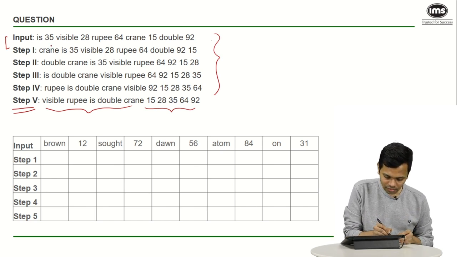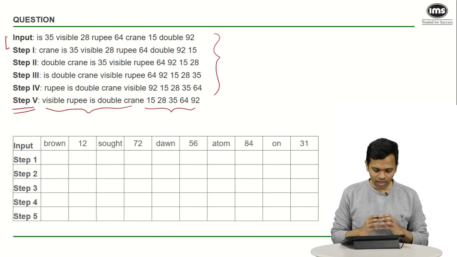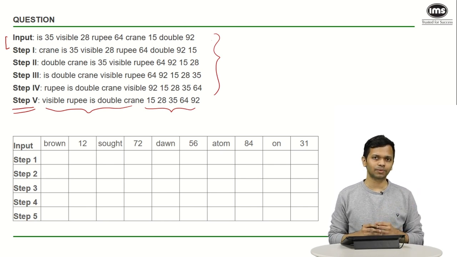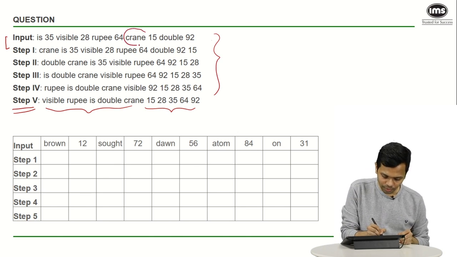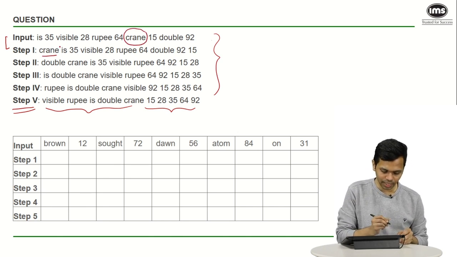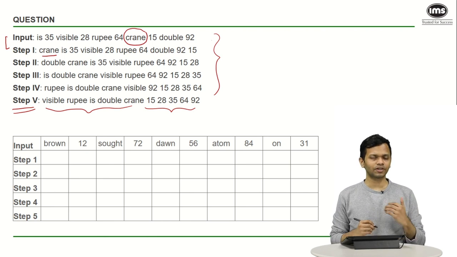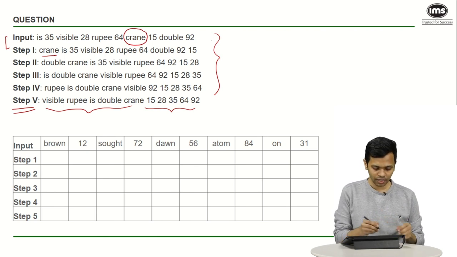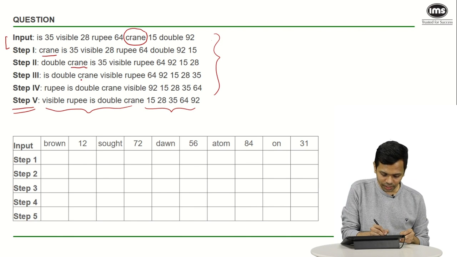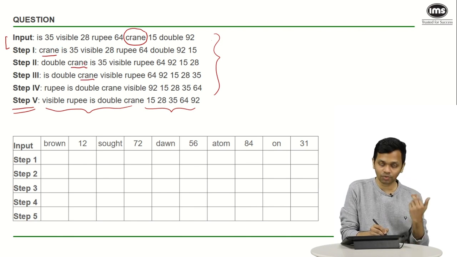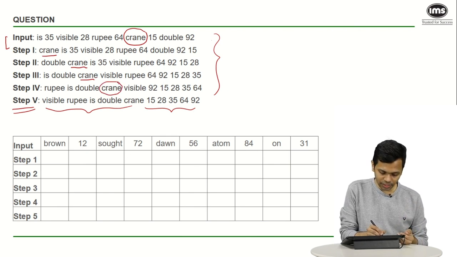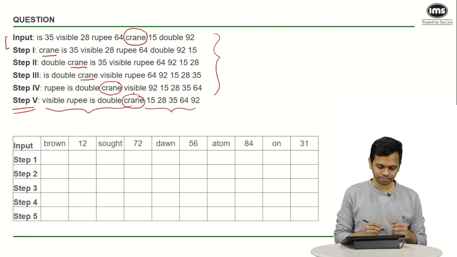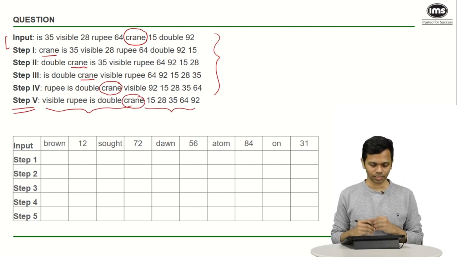So here, is 35 visible? Now the first word that I see in step 1 is crane, which means crane as a word has made a movement from here to the beginning. After this, if I try to find what happens to crane, it starts moving towards the center. So you will see that initially it is the first word, then it is the second word in step 2, third word in step 3, then fourth in step 4 and fifth in step 5. So it starts moving inwards.